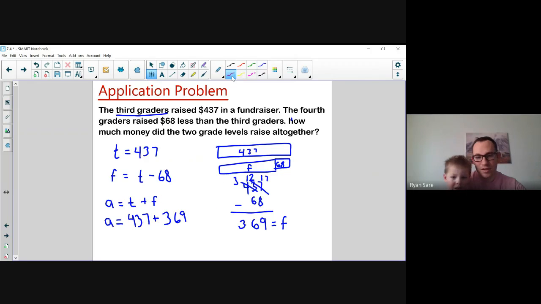So now let's change colors. I'm going to add these two numbers together. I changed colors just so it's easier to see. We only got so much space.